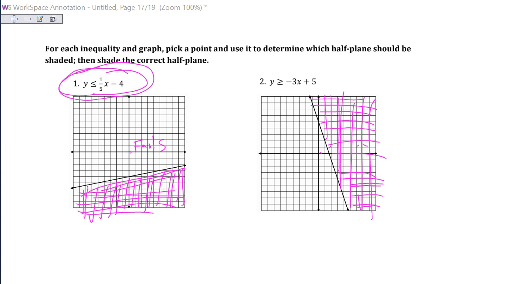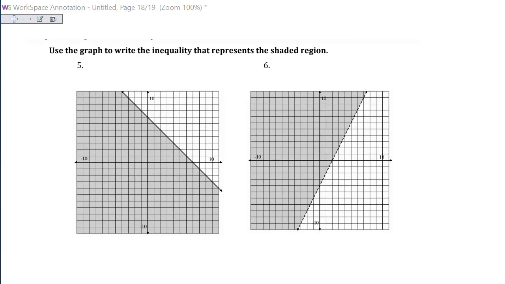So if you test the point 0, 0, is 0 bigger than or equal to 0 plus 5? 0 is bigger than or equal to 5? No, it fails. So that means this side doesn't work, so the other side has to work. Got it? Correct. So now that you get to these, you tell me, is this y is greater than, y is greater than or equal to, y is less than, or y is less than or equal to? Less than. Y is less than or equal to, because it's not a dotted line, it's a filled-in line. Do you understand the difference?